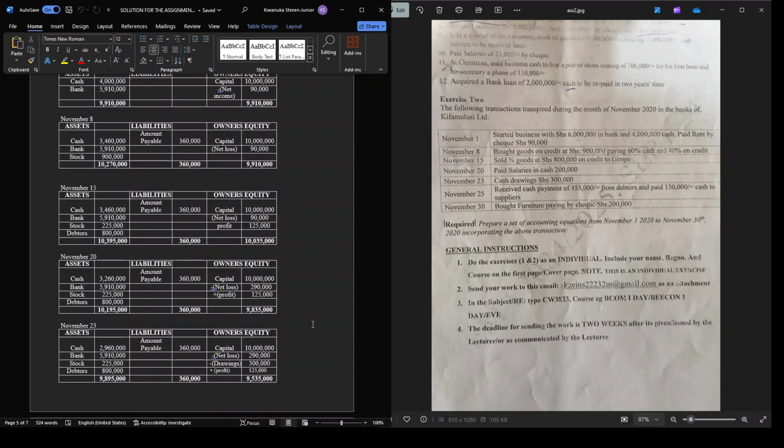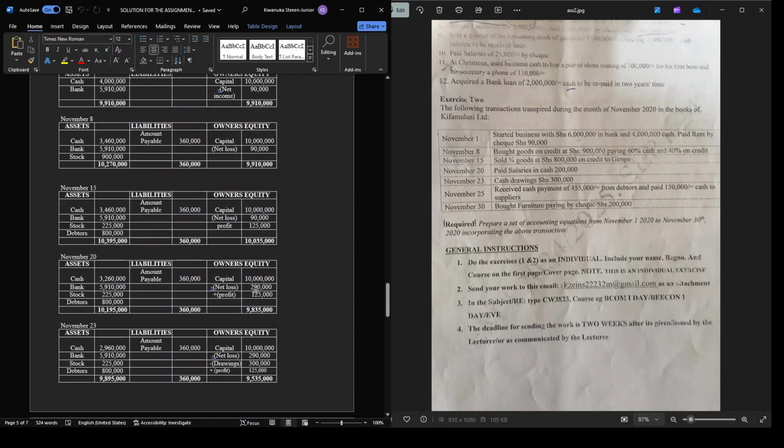0779, yeah, on WhatsApp. So November here, they are telling us 28th paid salaries in cash, and we know very well that salaries affect what? Profits, and cash also reduces. That's why from 3.46 it reduces by 200 to 3.26 million.